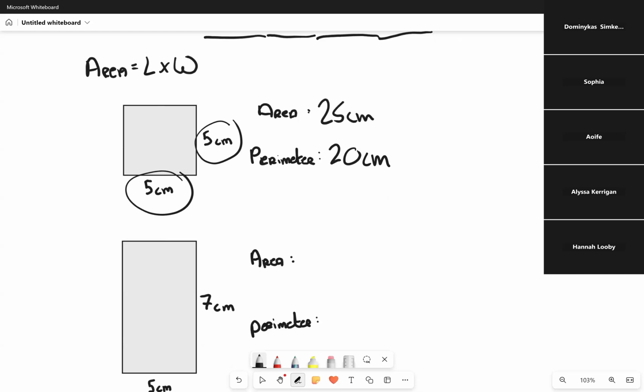Is it 25 centimeters? Can I leave it at that? 25 centimeters squared. Perfect. Because we measure perimeter in lengths, which will be centimeters or meters or kilometers, but we measure area in centimeters squared, or meters squared, which if you could imagine is a meter by a meter. Yeah? Perfect, guys.